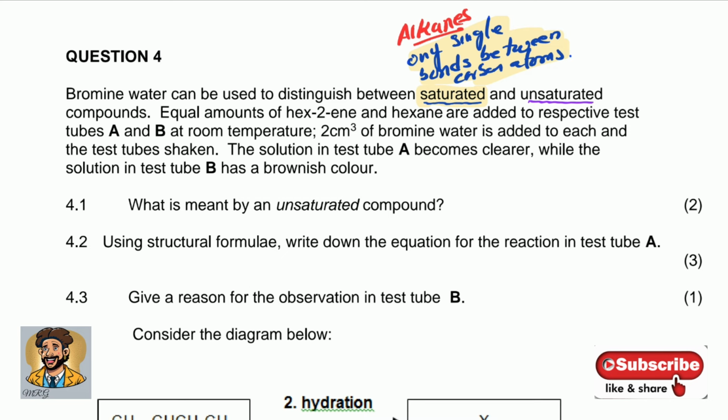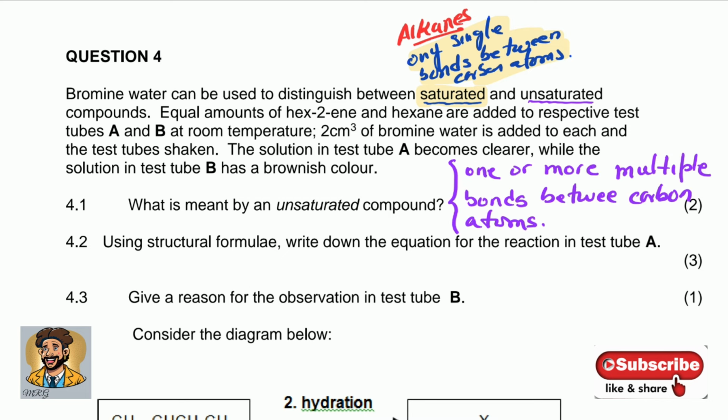So, which one is the unsaturated? It's the one that could have one or more multiple bonds between carbon atoms. Also, the part when you say between carbon atoms is important, guys. If you forget that one, you won't get the mark.